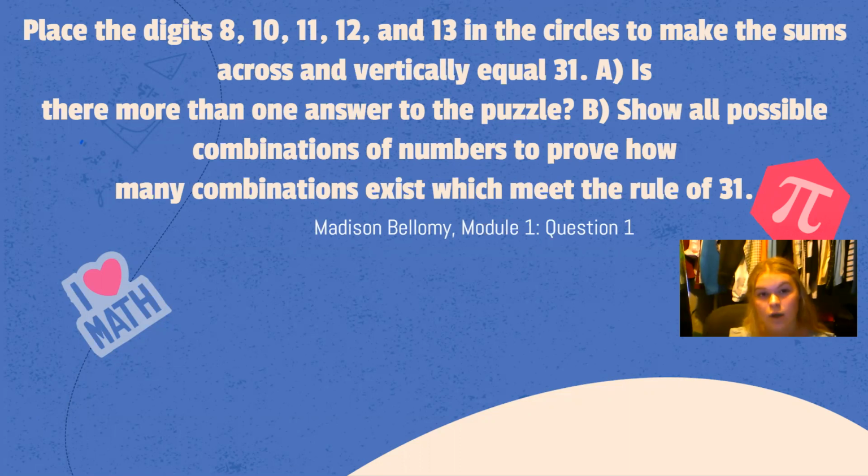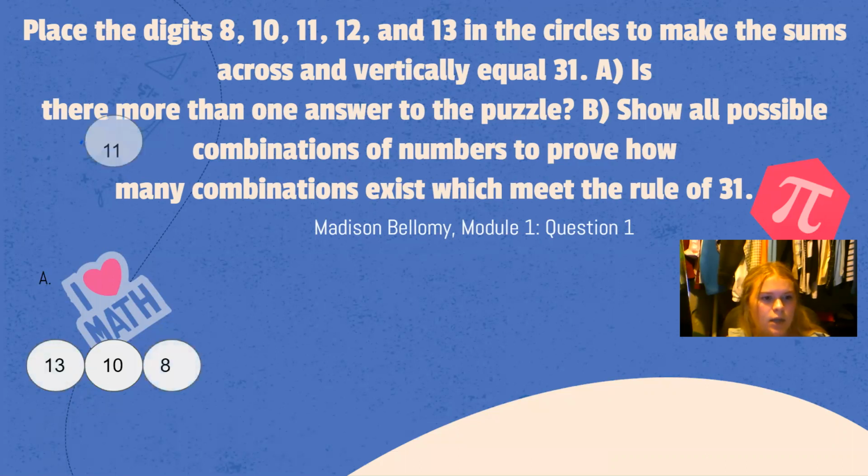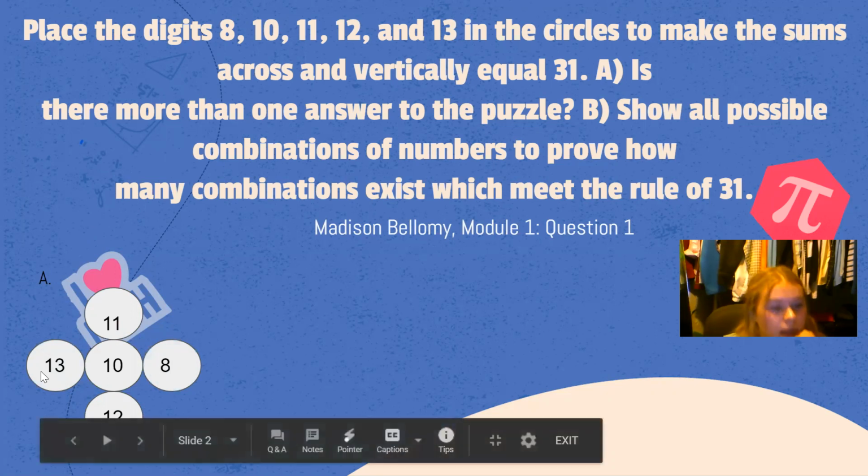Vertically and horizontally, all of our numbers have to equal 31. So let's see what that looks like in a diagram. We're just going to randomly place the numbers. All right, so we have 10 in the middle, 13, 8, and our last two numbers, 11 and 12. Let's add up our numbers horizontally. 13 and 10 is equal to 23, plus 8 is equal to 31. So right off the bat, horizontally, we have 31. That's great.